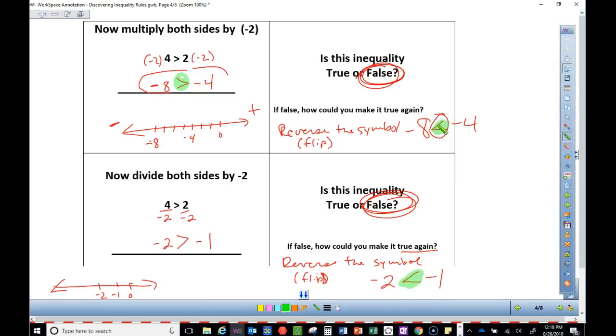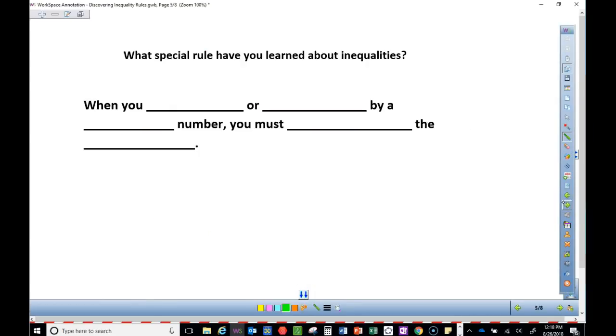Okay. So that was interesting. It stayed true when we added, subtracted, multiplied by a positive, and divided by a positive. But when we multiplied or divided by a negative number, it became false. We have to make sure things stay true. So, what did we learn? This is a really important rule.